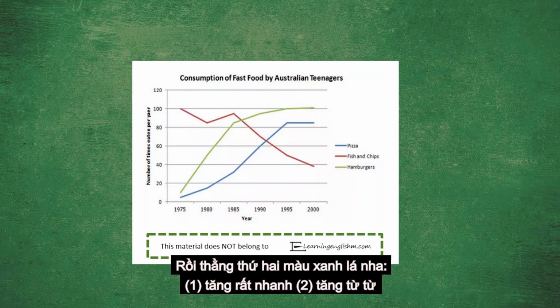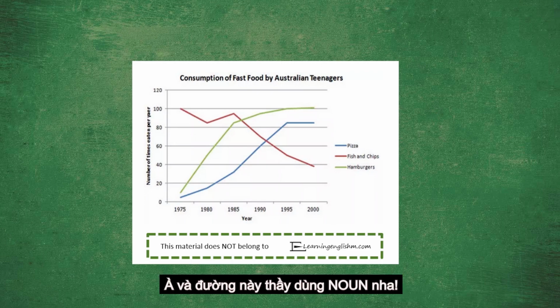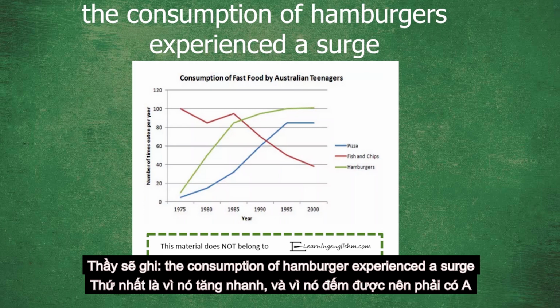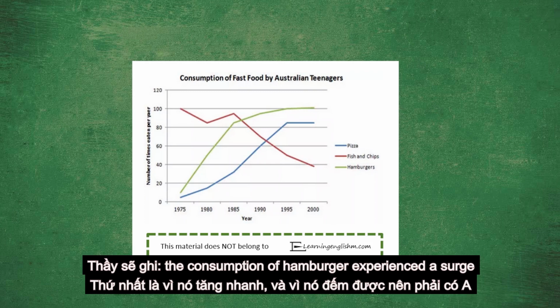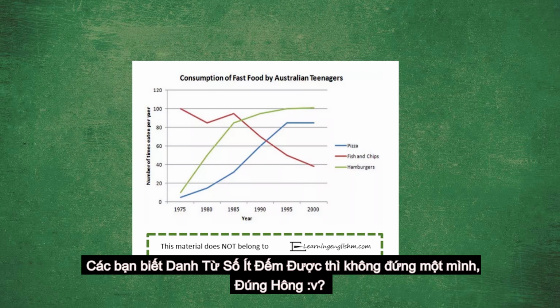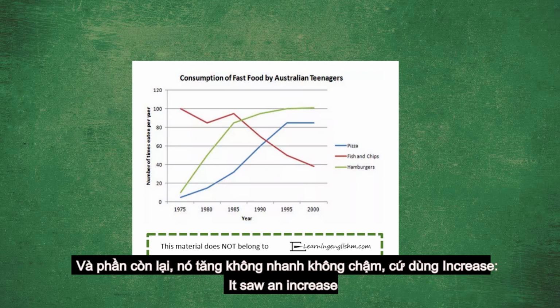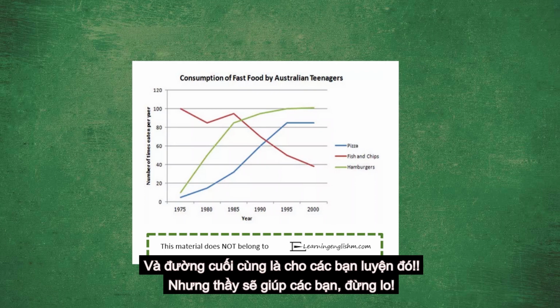Now let's look at the second item. So when you look at the second item, you will see that it goes up very fast, and then it goes up but not very fast. So the first one, I will use the structure of noun, okay? So I would say the consumption of hamburger experienced a surge because it goes up very fast. So I use the noun, it's countable, so I need to say a, countable can go along, right? And then the second thing is it goes up but not very fast. I just say it saw an increase. Yeah. And then the third one is your job, but I'll help you, don't worry.